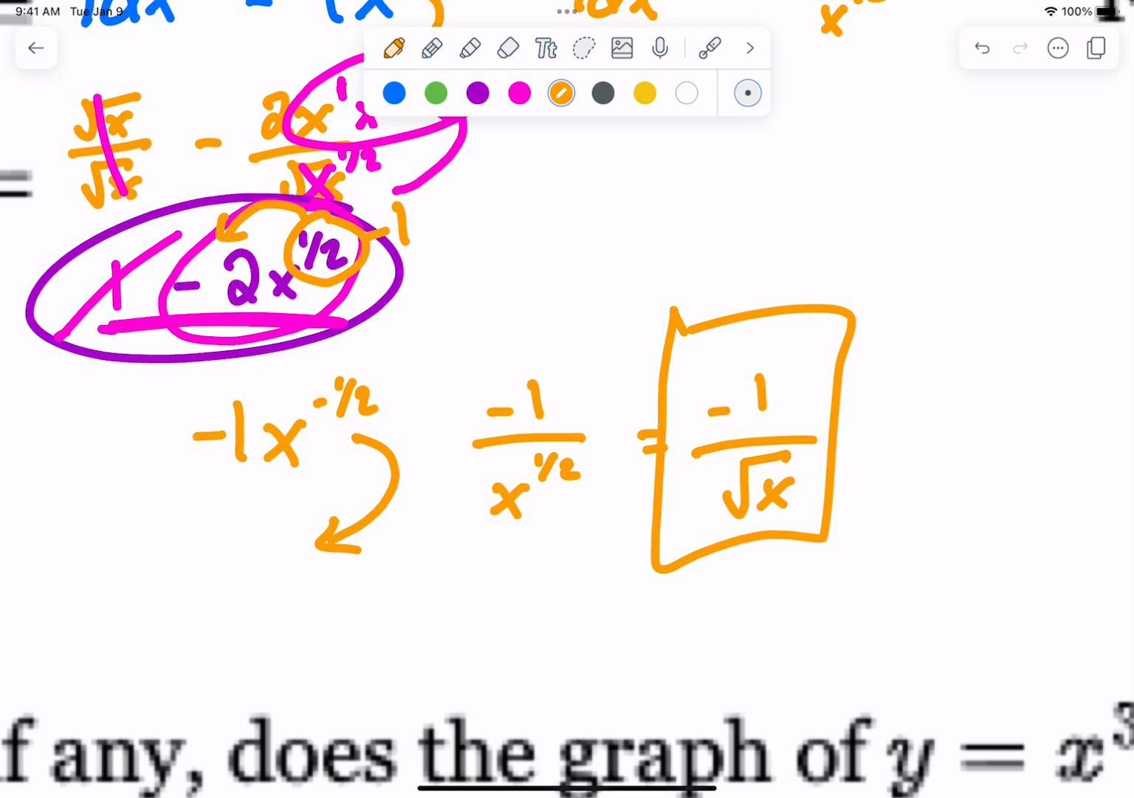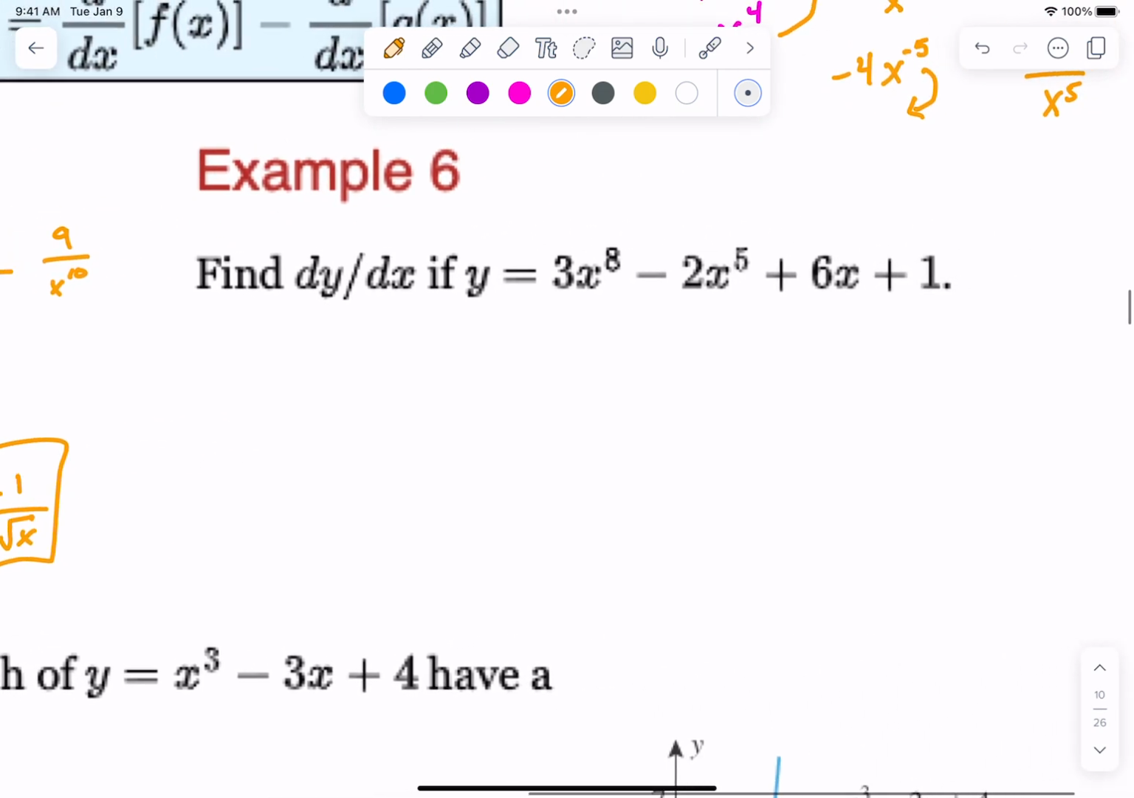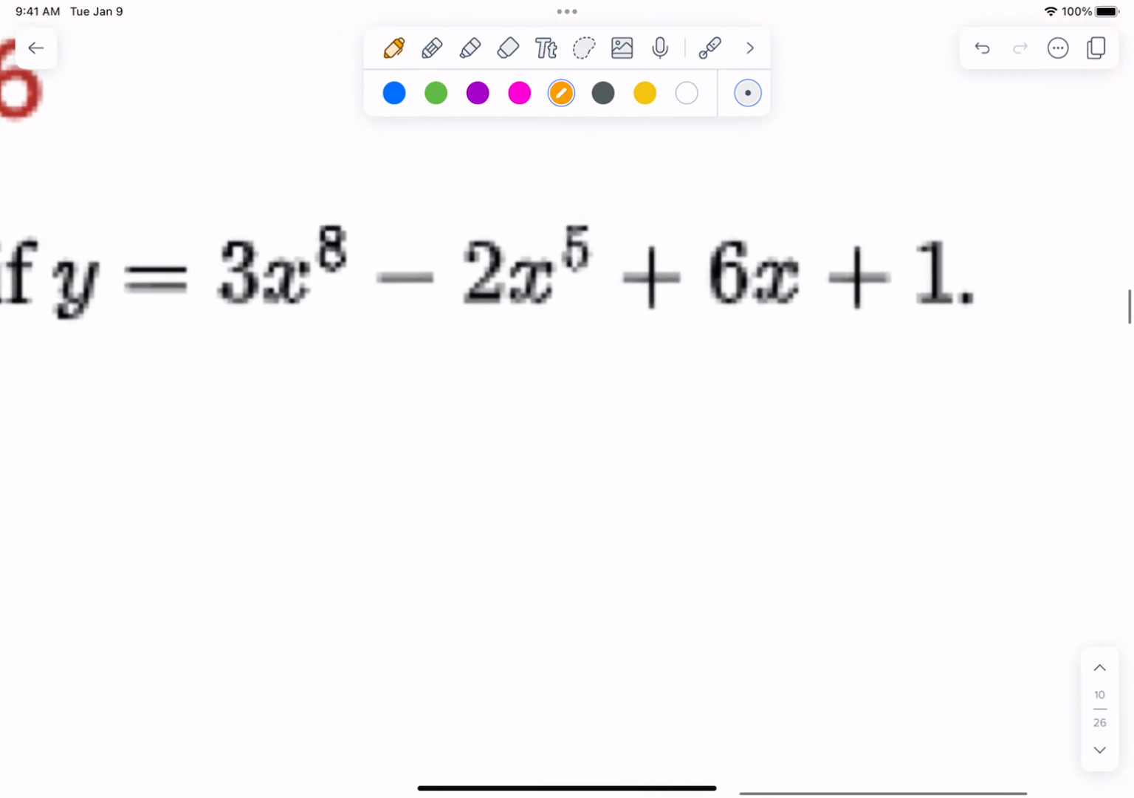Yeah, we did not start on a good example today. Let's go to something easy. Let's do this one. Here we go. Easy. Much easier.